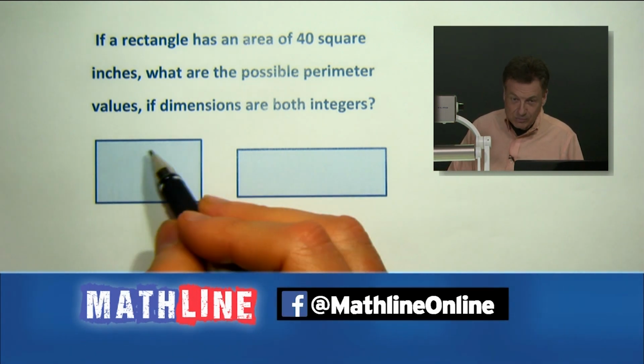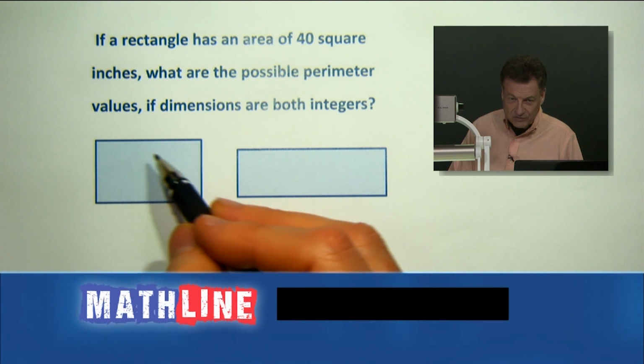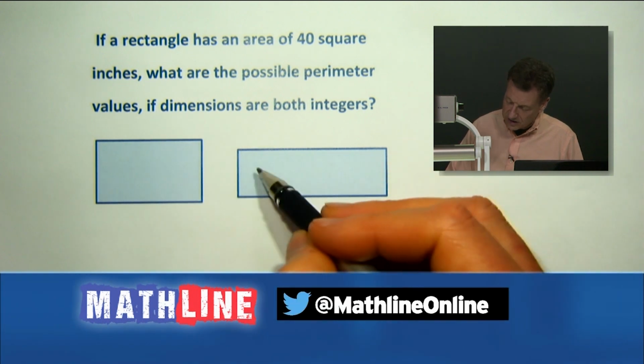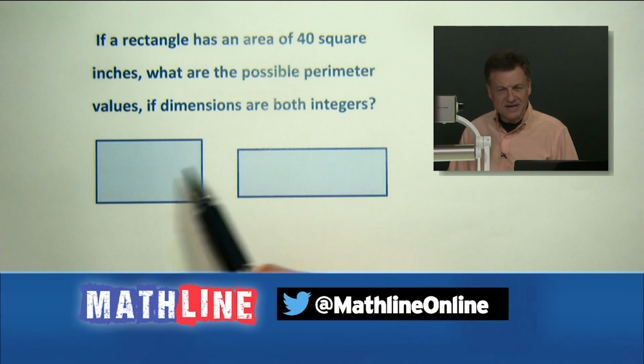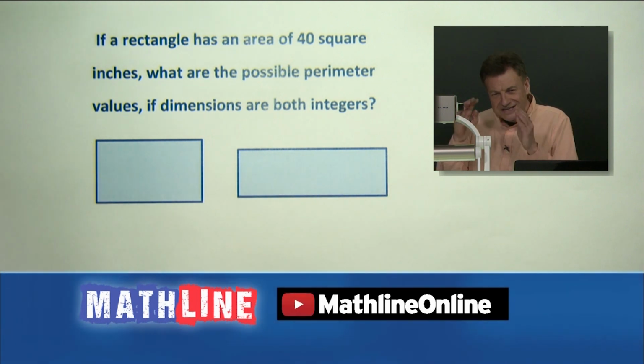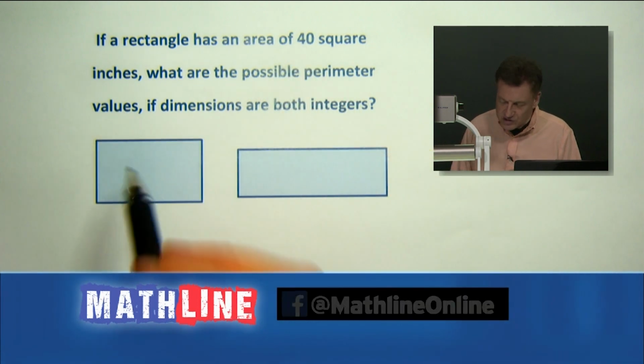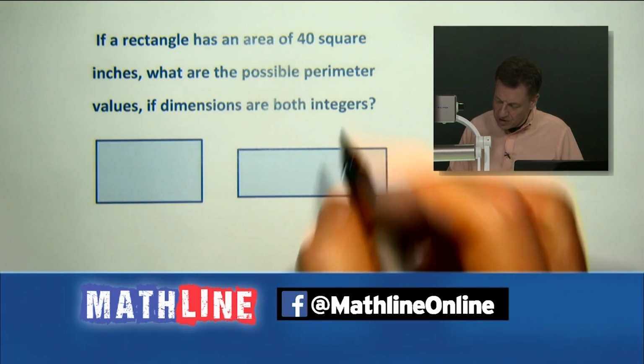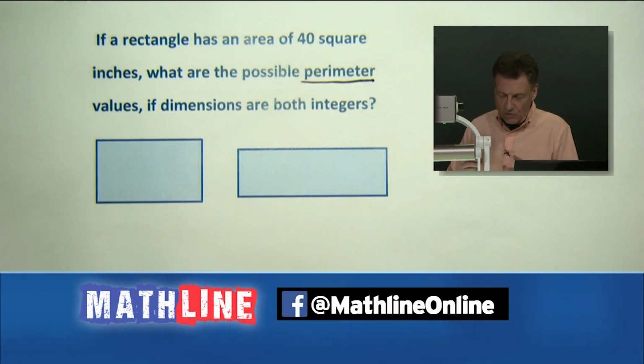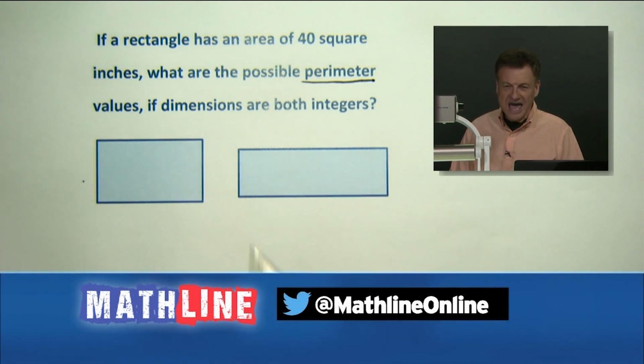Area is all this lovely blue inside here, inside the rectangle. More area over here. By the way, the idea is both of these have the same area. They just look a little different dimension-wise, okay? Because there's more than one way to get 40 square inches out of something. Now, perimeter, what are we looking for? We're looking for all 4 sides added together.